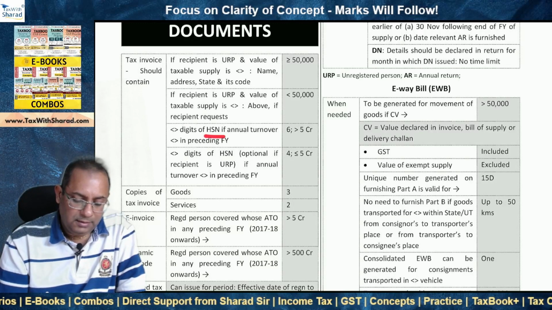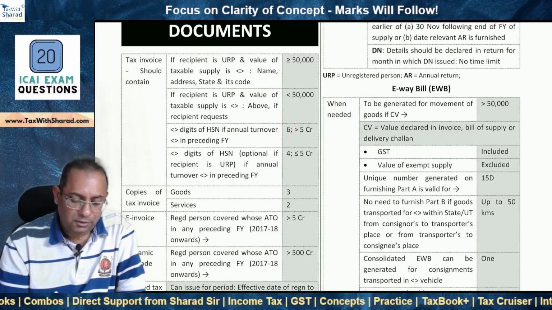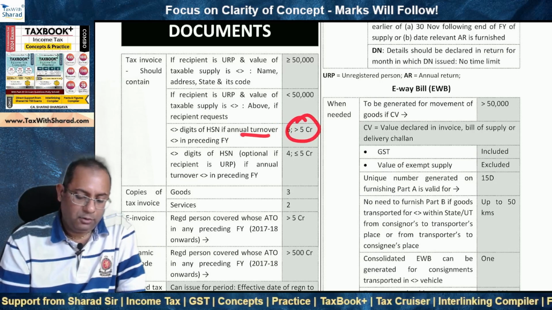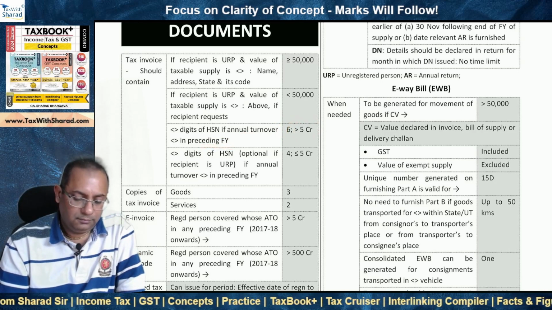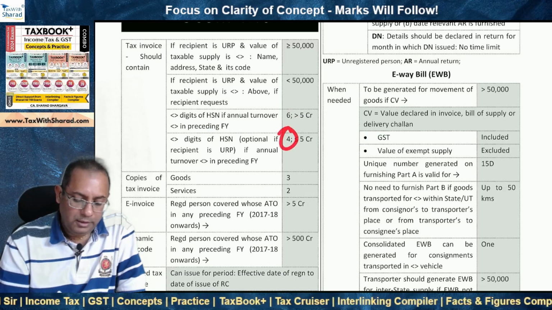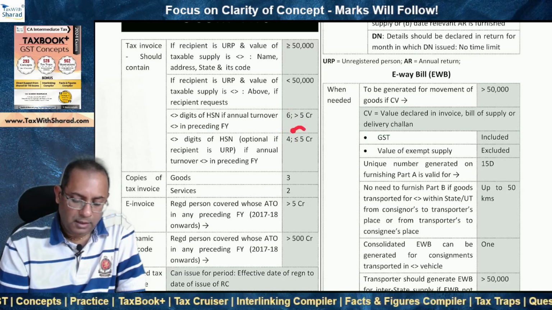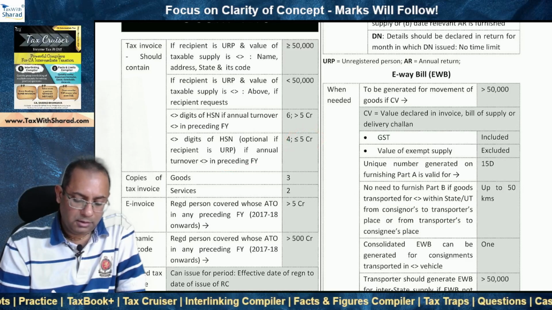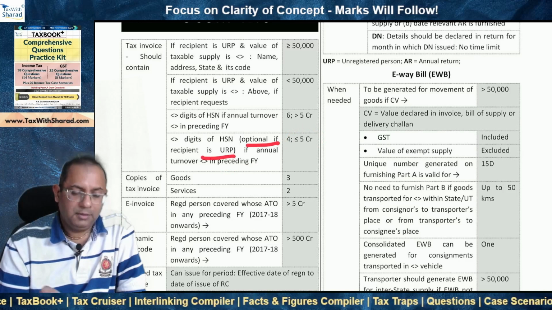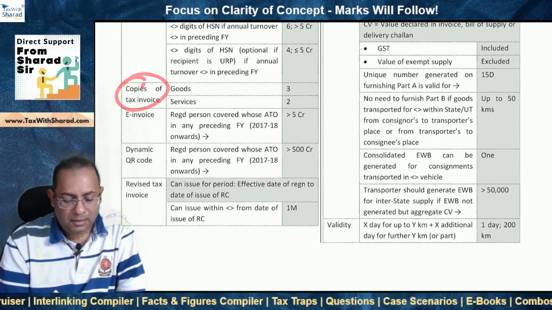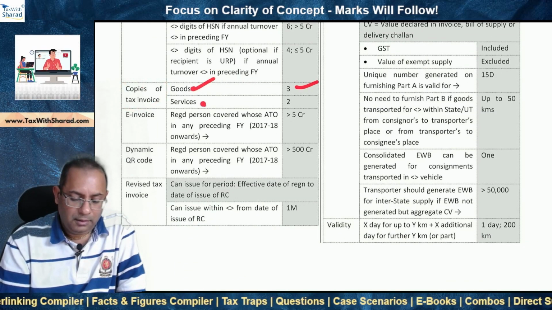6 digits of HSN needs to be mentioned if the annual turnover is more than 5 crore in the preceding financial year. However, 4 digits of HSN need to be mentioned if the annual turnover is up to 5 crore in the preceding year, and this is optional if the recipient is unregistered. How many copies of tax invoice are required? In case of goods, 3. In case of services, 2.